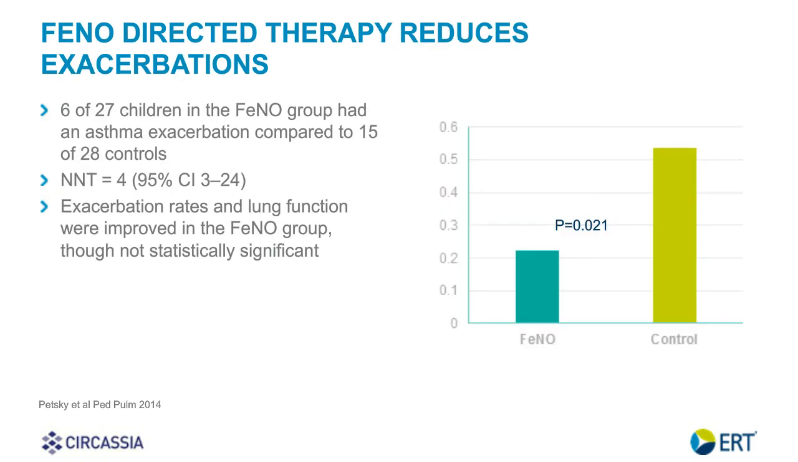You can see here that there was, again, a much lower amount of children who had exacerbations in the FeNO group versus a control group. As we talked about in the parallel study, the number needed to treat here was 4. And though this was not particularly powered on exacerbations, you can see that the exacerbation rates were lower in the FeNO versus the control group.